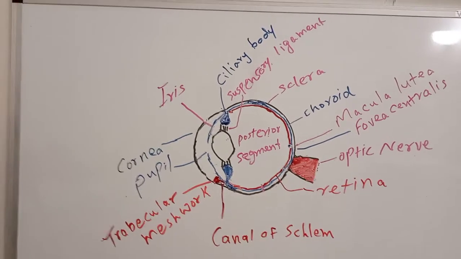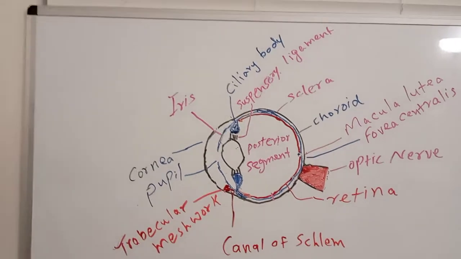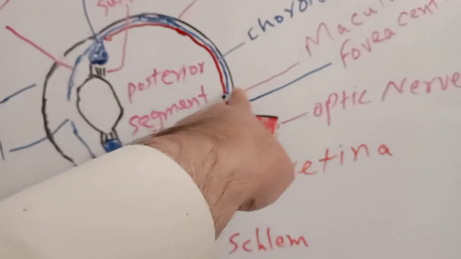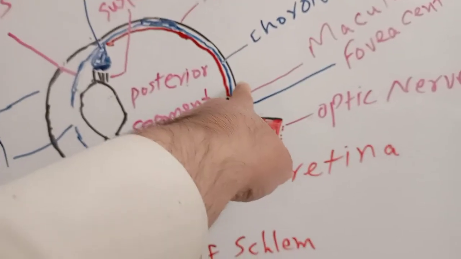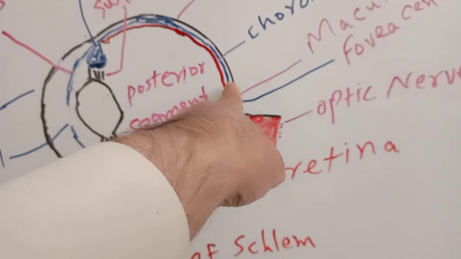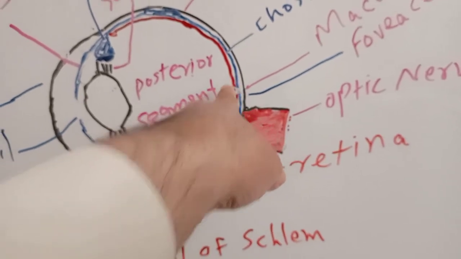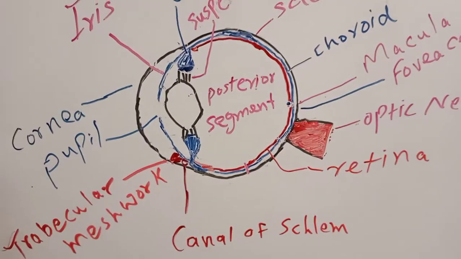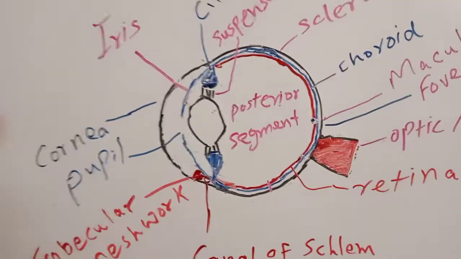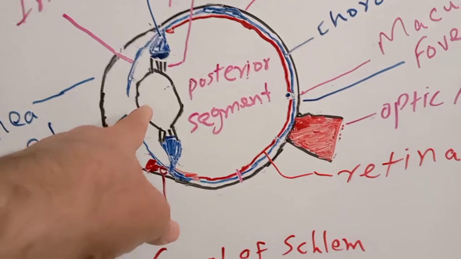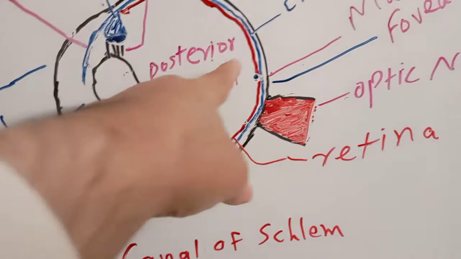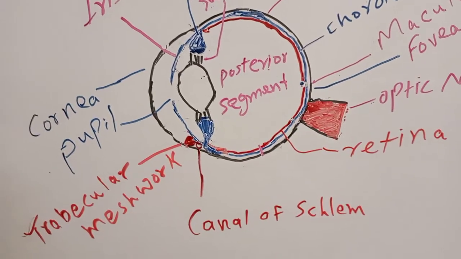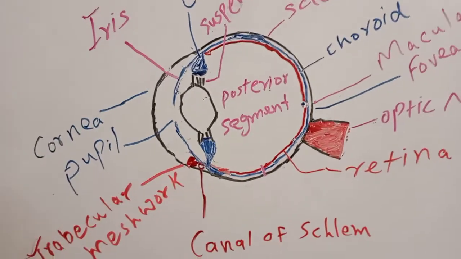The innermost layer of the eye is known as retina, this red one. Black is sclera, blue is choroid, and red is retina. The light passes through the pupil, through the lens, and focuses exactly on the retina.